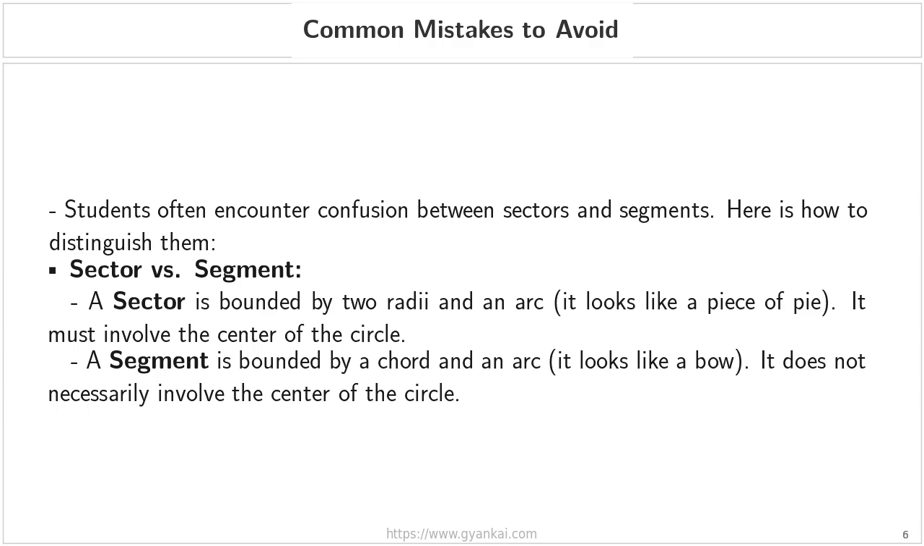Remember our discussion from the very first slide? A sector is essentially a pie slice. It is bounded by two radii and an arc, meaning it must always involve the center point of the circle. On the other hand, as we learned in slide 2, a segment is bounded by a chord and an arc. You can think of a segment as looking more like a bow, and unlike a sector, it does not necessarily involve the center of the circle at all.